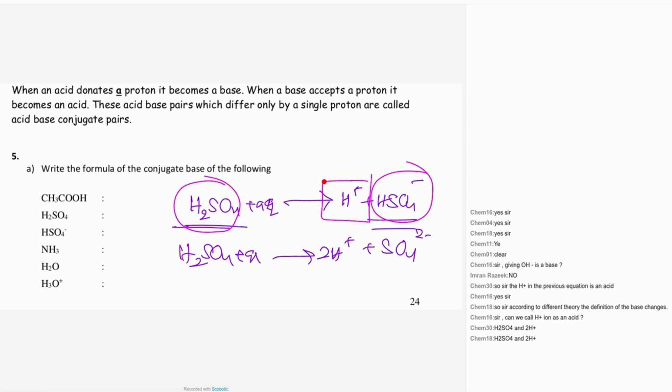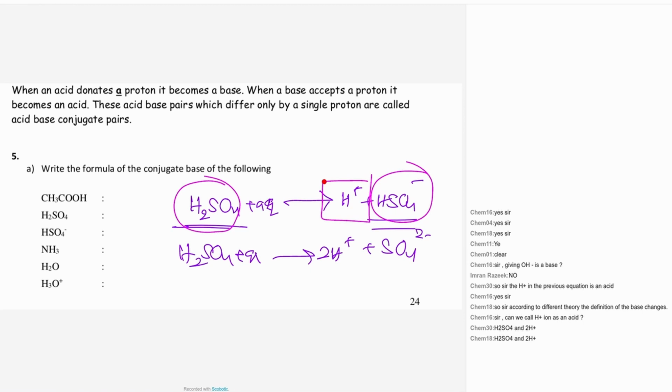Anything which can give H plus ions is an acid, right? For example, if I can give H plus to you, I am an acid. What I am giving, H plus, is not an acid. I am the acid because I am giving the H plus. The substance which donates H plus is an acid. H plus itself is not an acid.